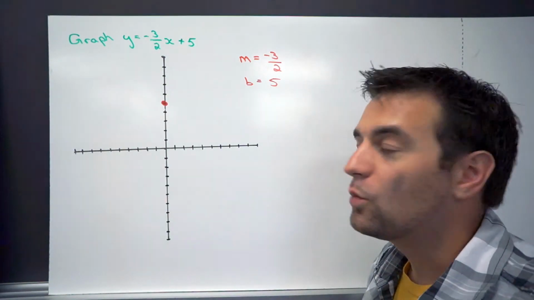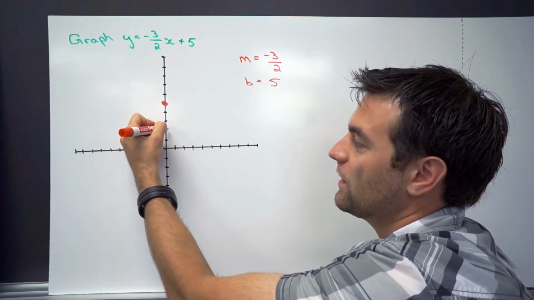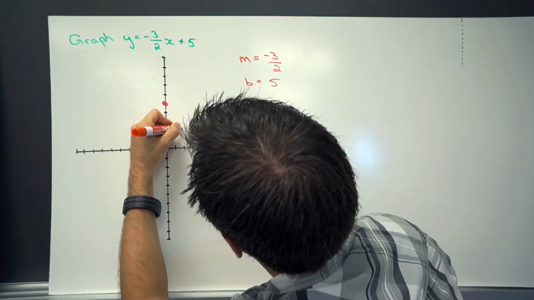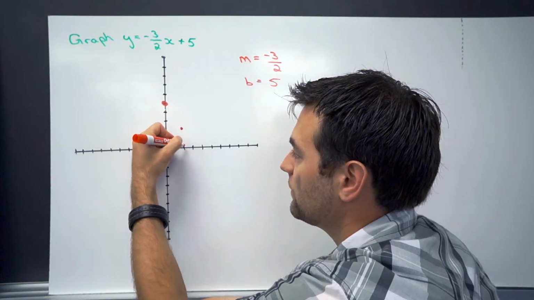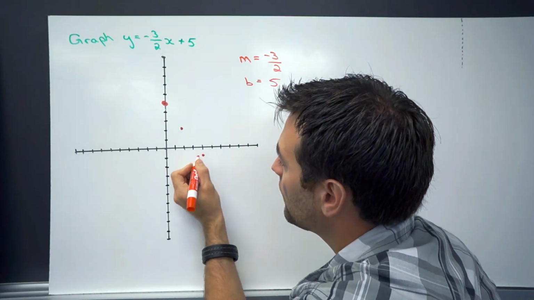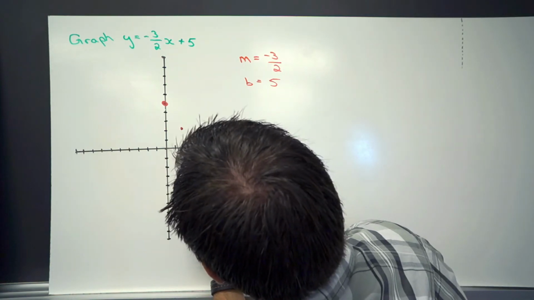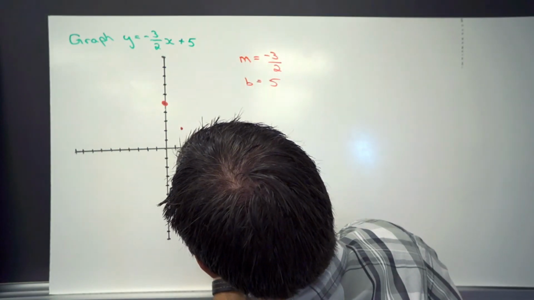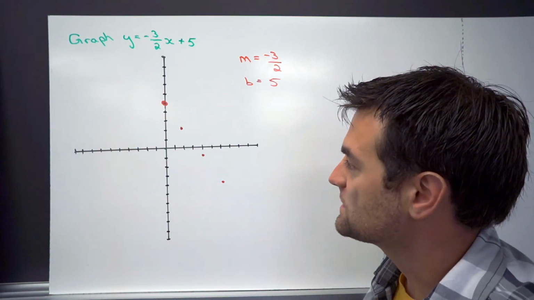And from there, we count out our slope. So we go down 1, 2, 3, and over 2. And then we can go down 1, 2, 3, and over 1, 2. We could go down 1, 2, 3, and over 2. And again, I can keep going as many times as I need to.